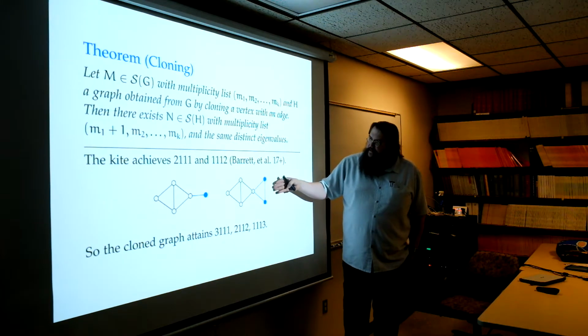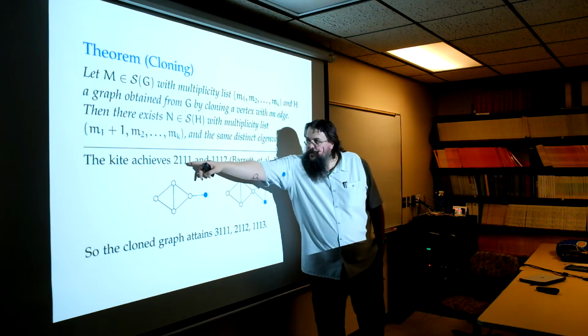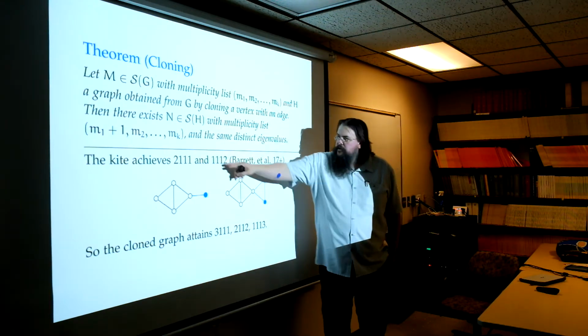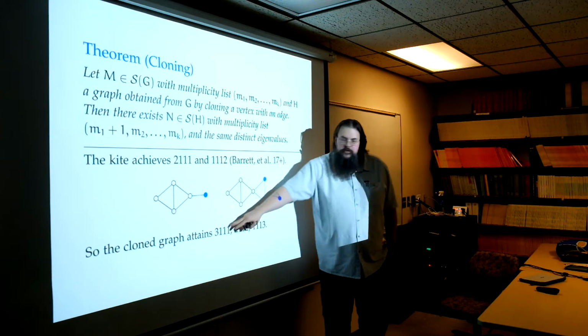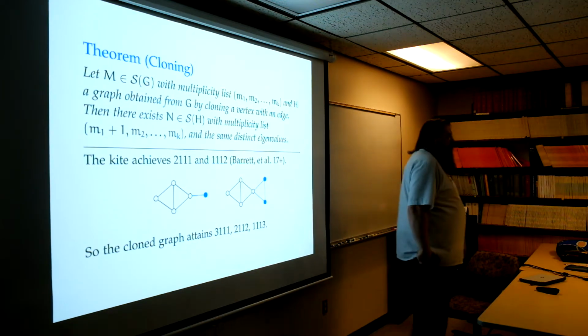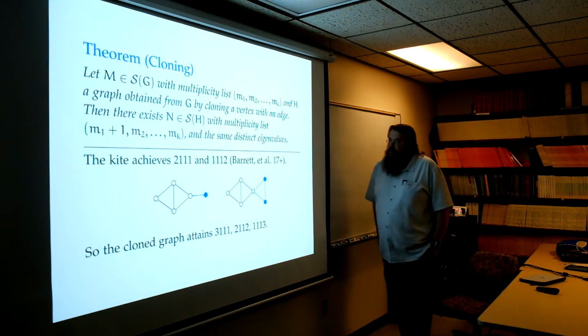And so this clone graph, I can increase the first entry. So 3, 1, 1, 1. I could increase the first entry here, 2, 1, 1, 2. And of course there's symmetry, so 1, 1, 1, 3. So that's another way that we were able to make good progress.